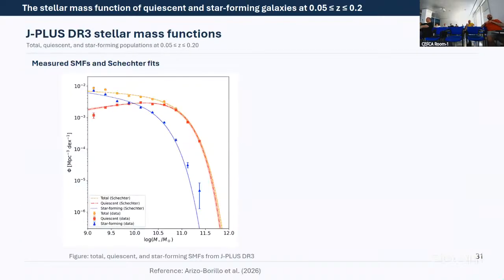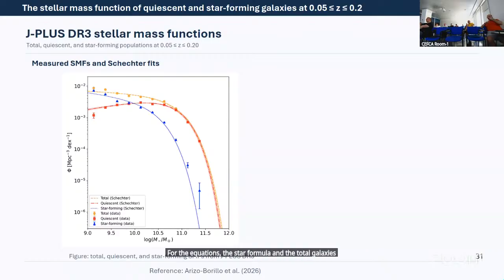So these are the first nice results from the first paper. This is the stellar mass function for our case in J-PLUS for the quenched, the star-forming, and the total galaxies.